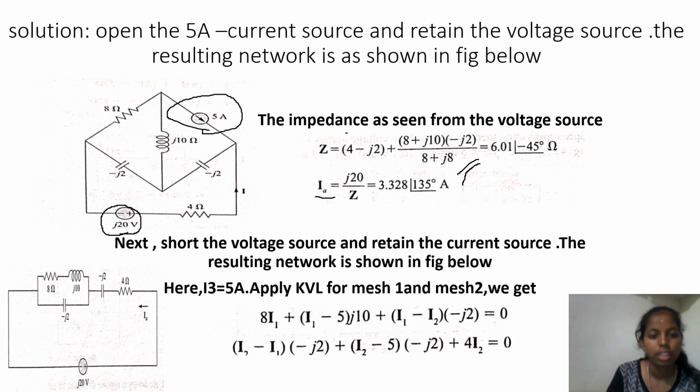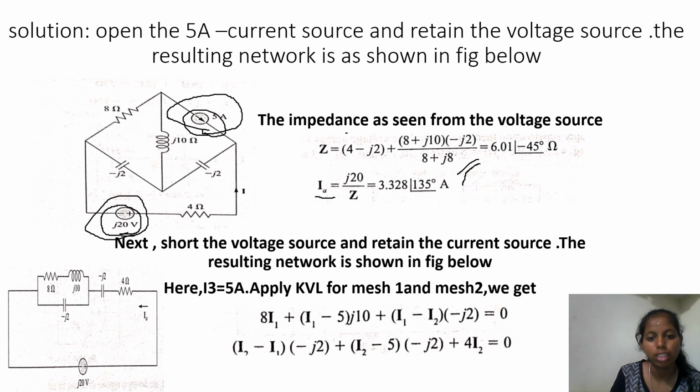Now next, short the voltage source and retain the current source. The resulting network is as shown in the figure below. As I said, in the superposition theorem we have to find out how each independent source contributes to the network. So first, initially we took out the 5 ampere current source, and in the second case we will take out the voltage source, keeping this 5 ampere source in the circuit.